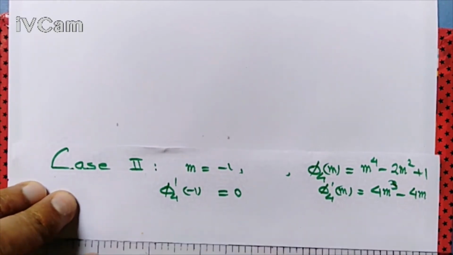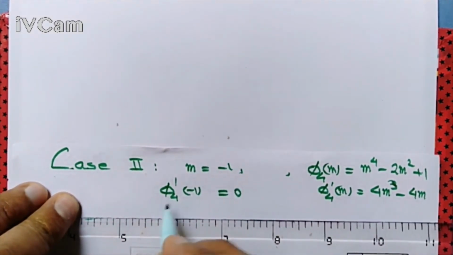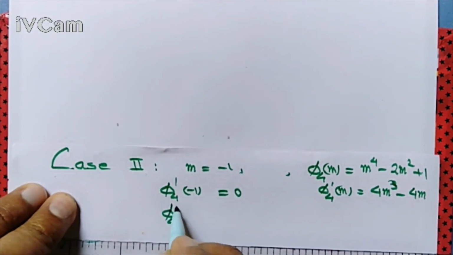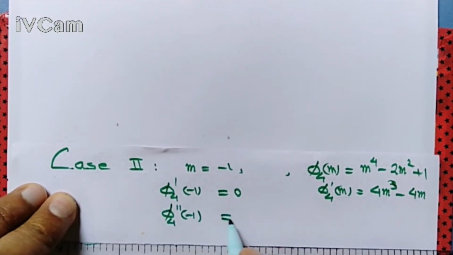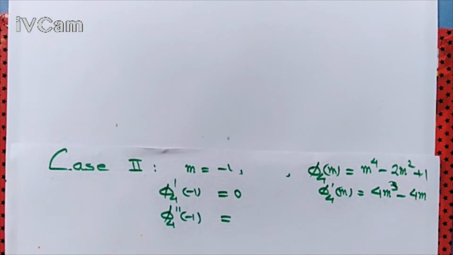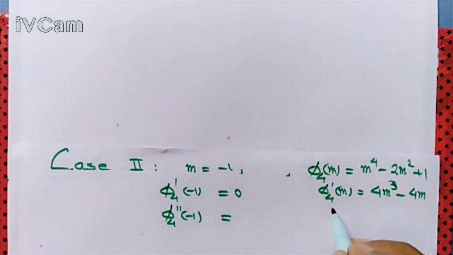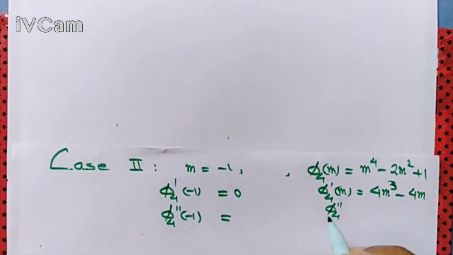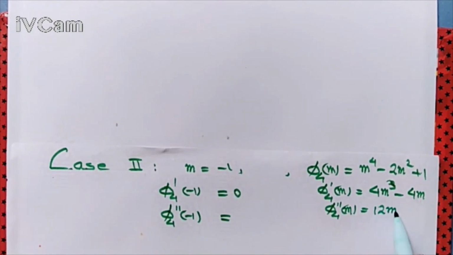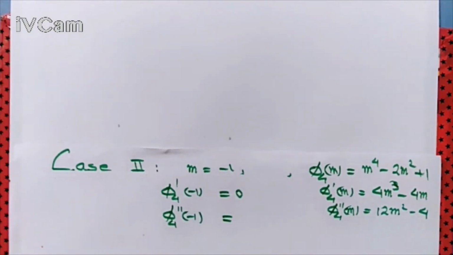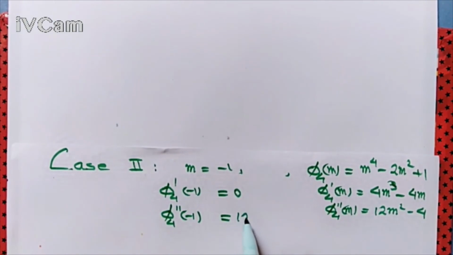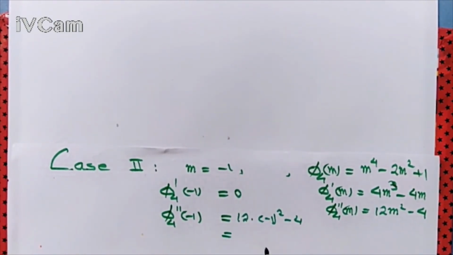What about phi 4 double dash minus 1? First of all we need phi 4 double dash m, that is equal to 12m square minus 4. Phi 4 double dash minus 1 is 12 into minus 1 square minus 4, and that is 8, and that is not equal to 0.